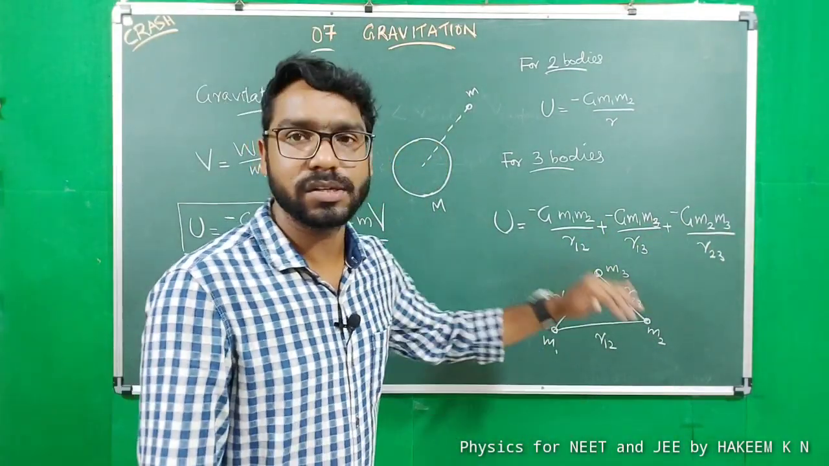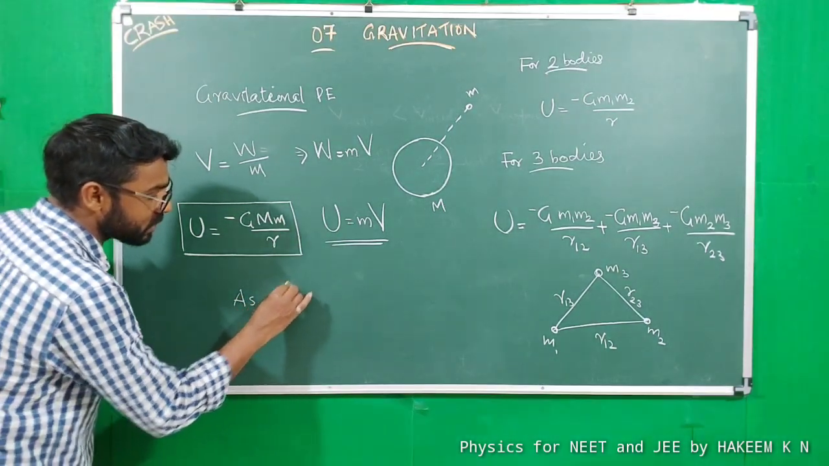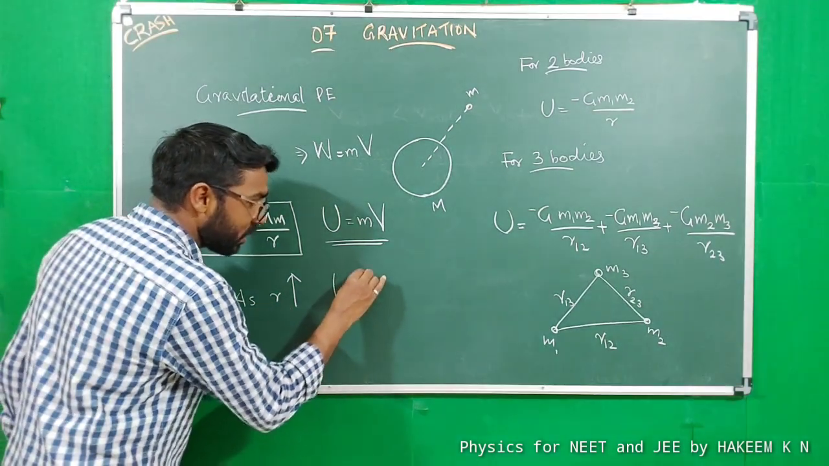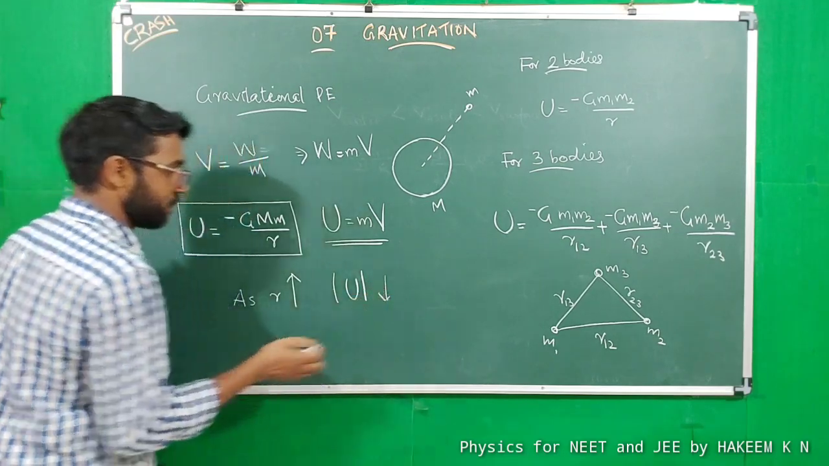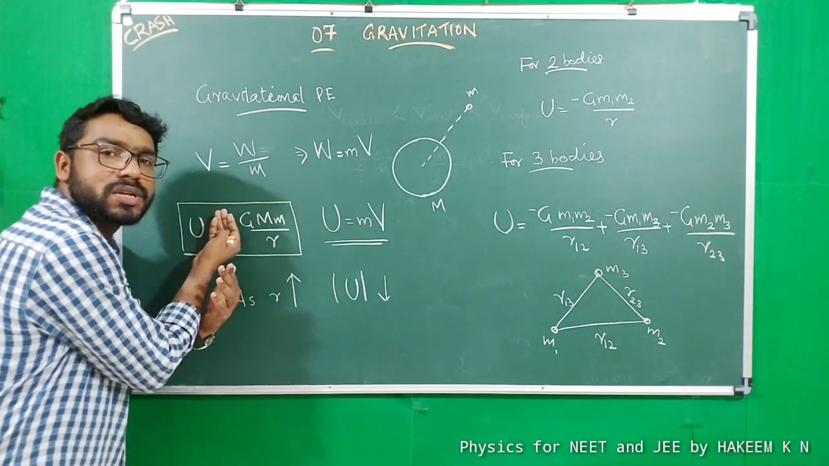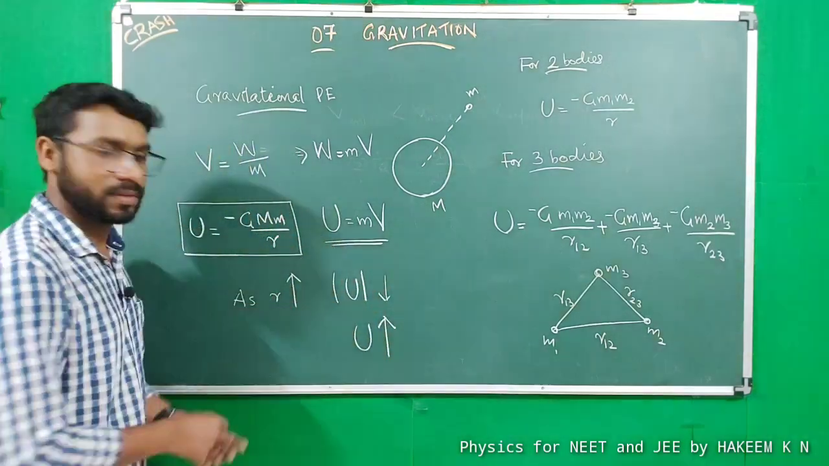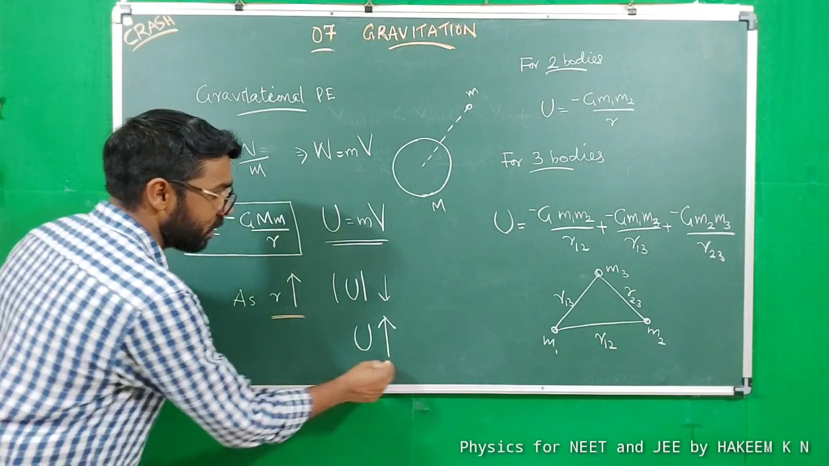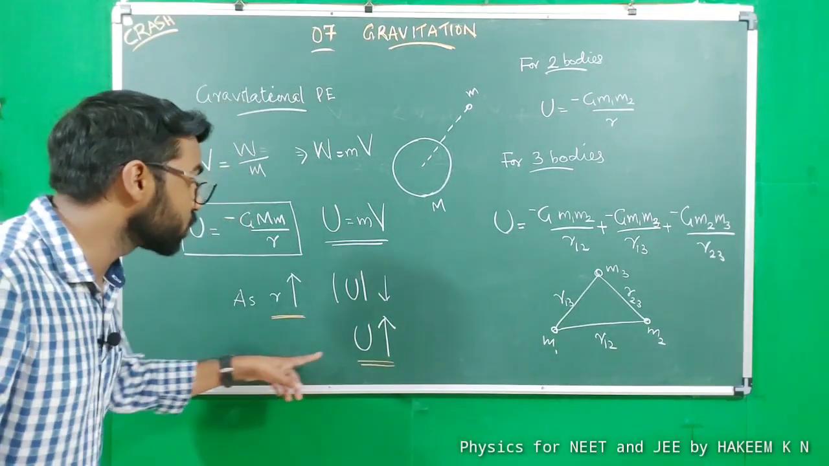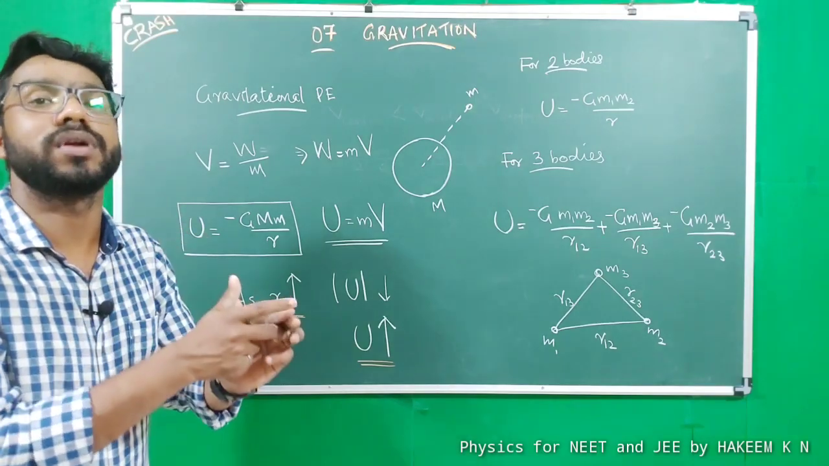Here you have to listen: as distance from the center increases, magnitude of potential energy decreases. That means when we are not considering the negative sign, but actually potential energy increases. So we have to remember that as distance from the center of earth increases, gravitational potential energy increases. Negative sign has importance though.